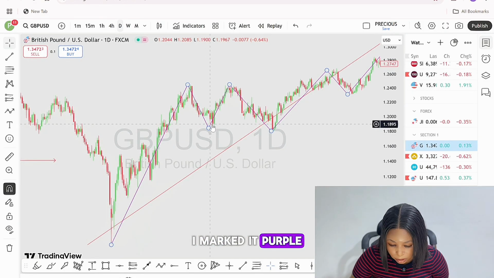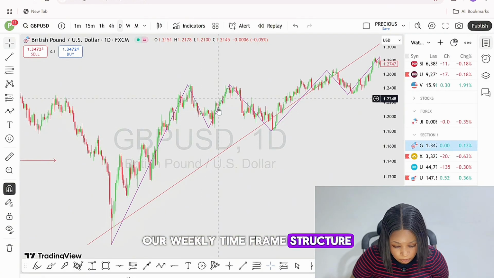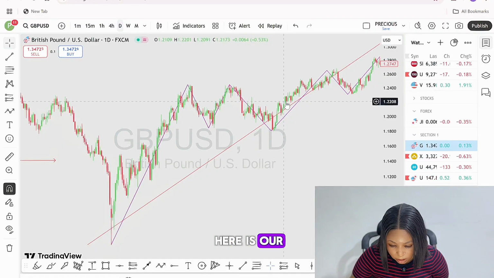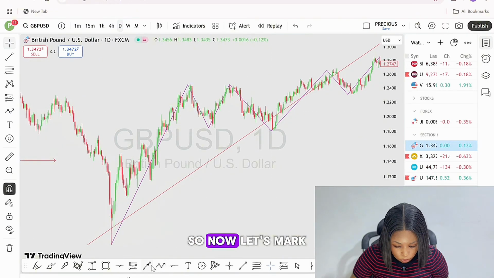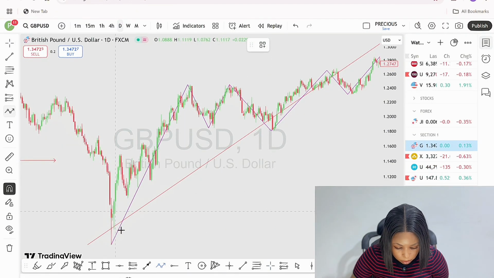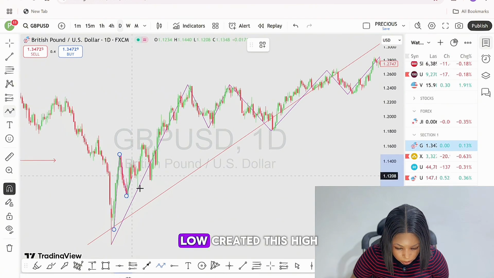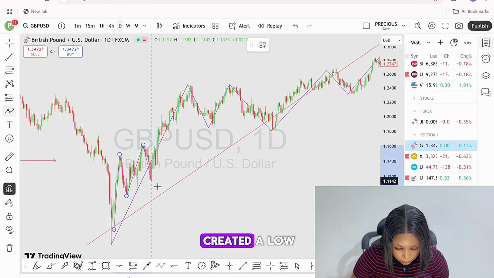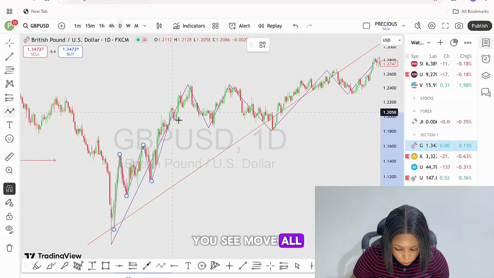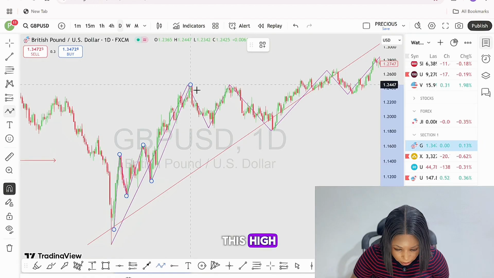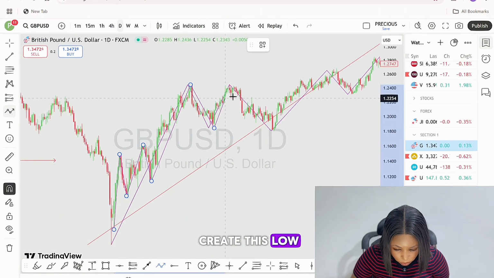I marked it purple. This is purple weekly time frame structure, and then this red here is our monthly time frame structure. So now let's mark out our daily. See, market created the high here, move up, created the low, created this high, created the low. You see, move all upward here to create this high, came downward here to create this low, create this high.